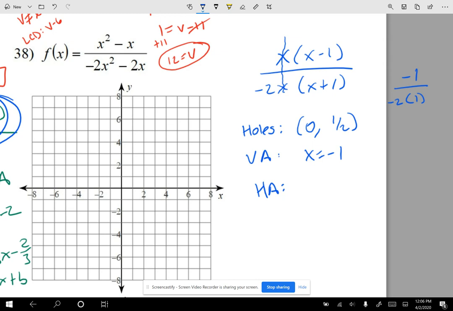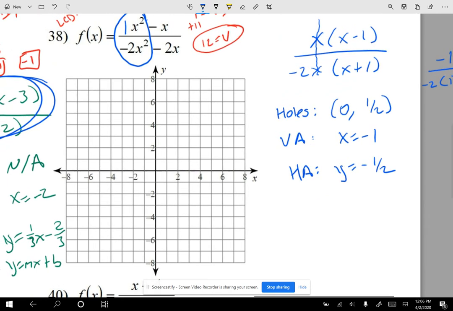Now for my horizontal asymptote, I look at the very beginning. I look at my exponents. They're the same size. So my horizontal asymptote is going to be the line y equals negative 1/2. Basically, I just look at the numbers in front of it. Okay, so I'm ready to graph this. My vertical asymptote is the line x equals negative 1. My horizontal asymptote is the line y equals negative 1/2.